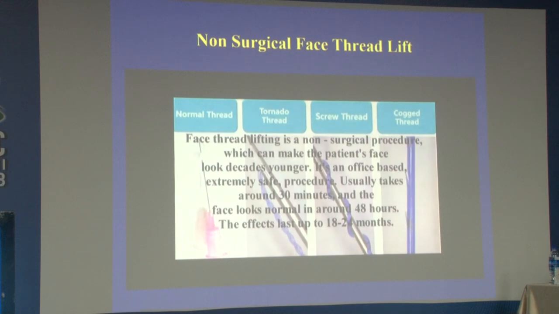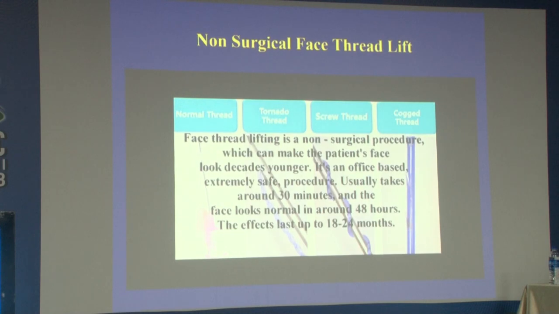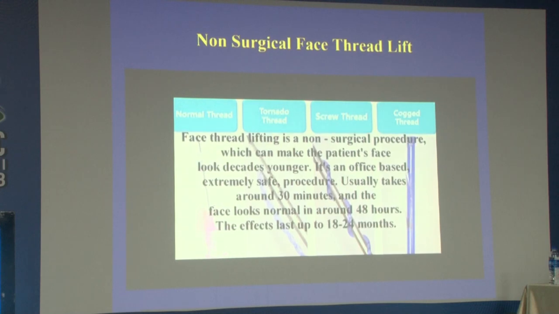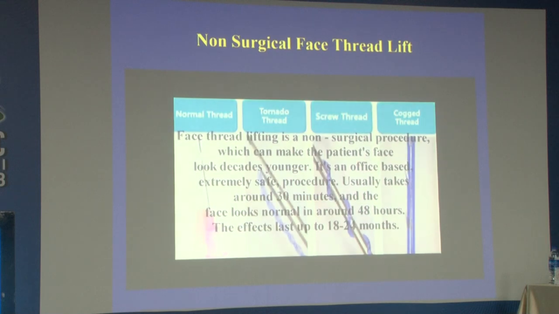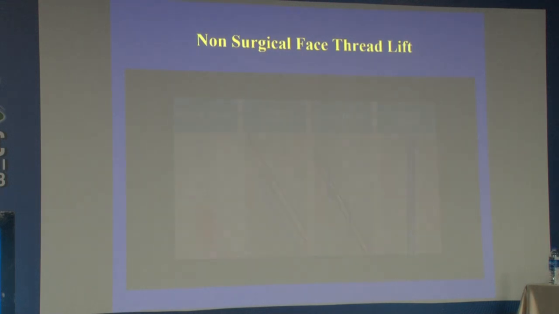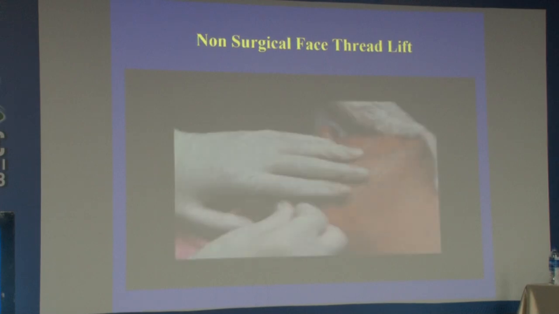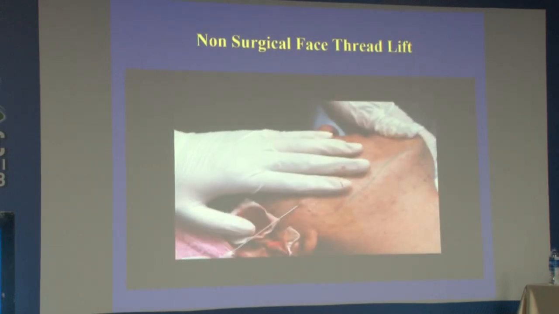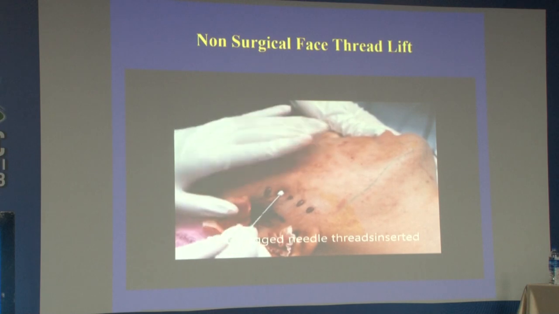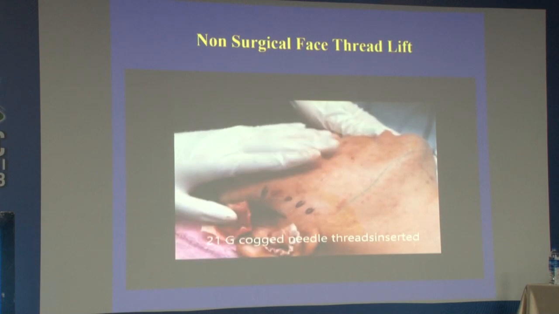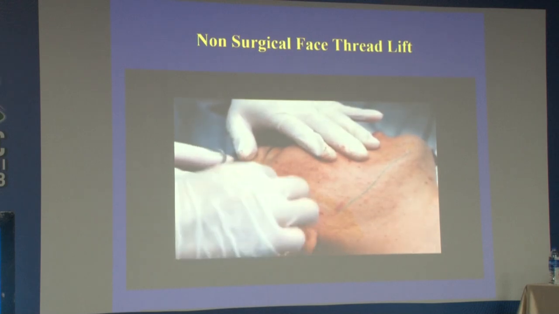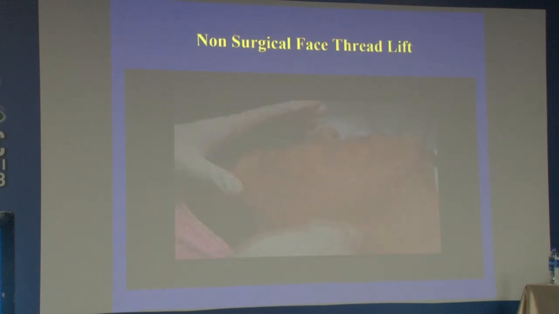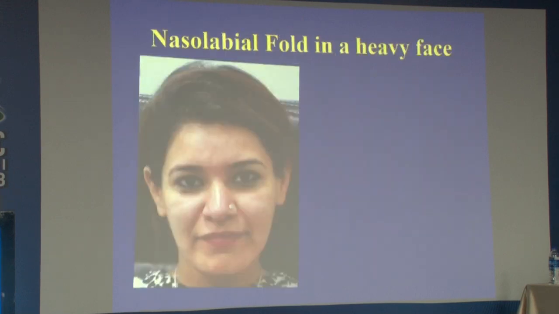Let's see a video of how that happens. This is an outstation procedure. The results will last approximately 2 years or so, and it's a very, very simple procedure indeed. That's the thread which is being inserted with the cannula. Patient is awake, a little bit of bleeding, and you will cut these threads or the edges of those right next to the skin. These remain buried. These are absorbable threads. They will disappear in due course. But while they are there, they will produce collagen and cause the face to look tighter.